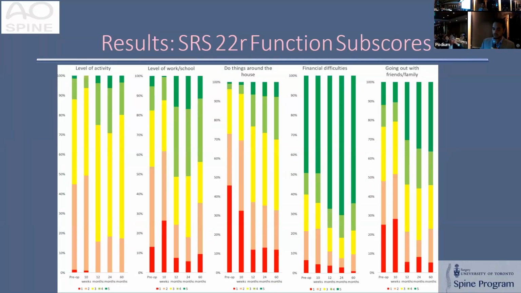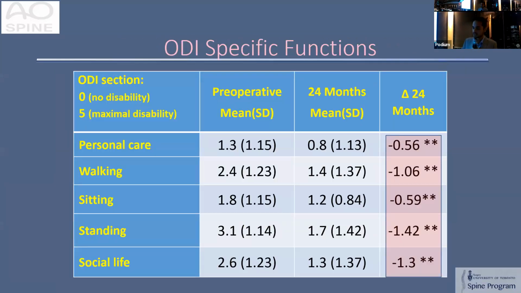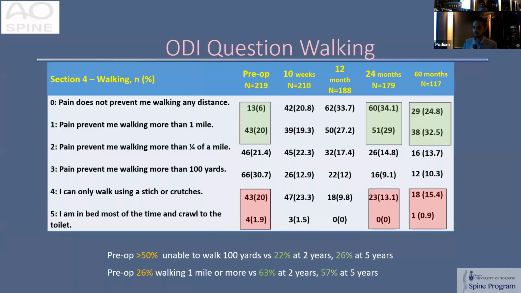This is an interesting chart. It's called a stacked bar analysis, for somebody who does not understand statistics like me. So the colors indicate, the green is, of course, towards a positive outcome, red and orange towards a less favorable outcome. So we see from pre-op, the ratio of red and orange keeps decreasing, and the ratio of green, light green, and yellow keeps increasing in serial follow-up periods. In level of activities, level of work, doing things around the house, financial difficulties, going out with friends and family. Similar improvements in ODI scores, personal care, walking, sitting, standing, and social life.